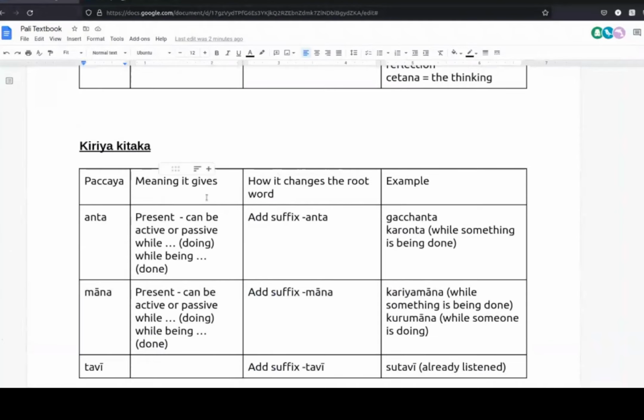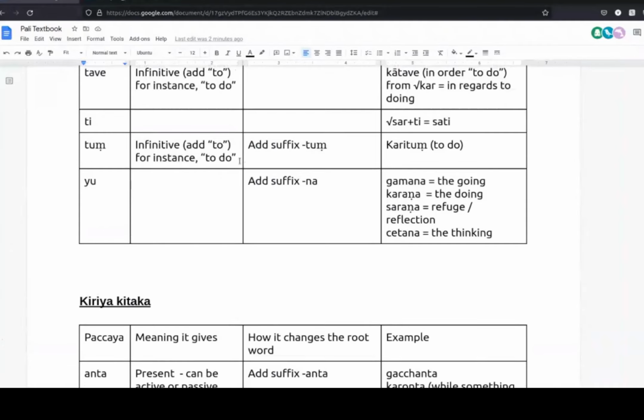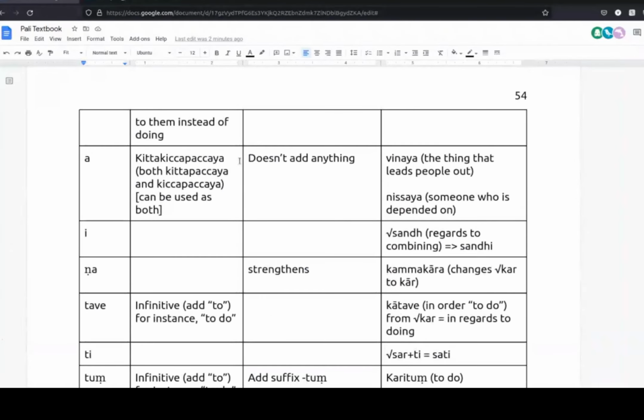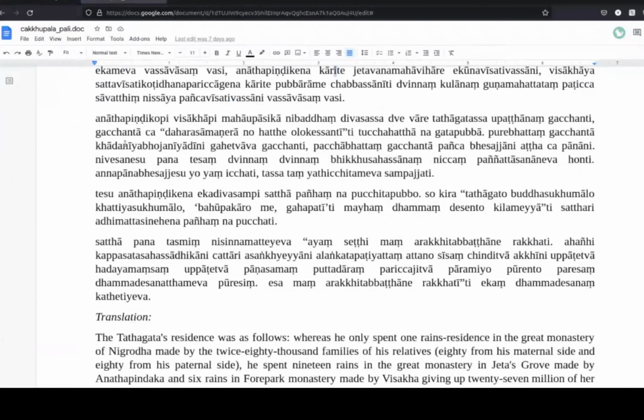But think of this as something you can slowly digest and slowly pick up as we go along. Most important is that you know nama and you know nouns and verbs, right? This is going to be extra stuff that makes it easier for you to translate.